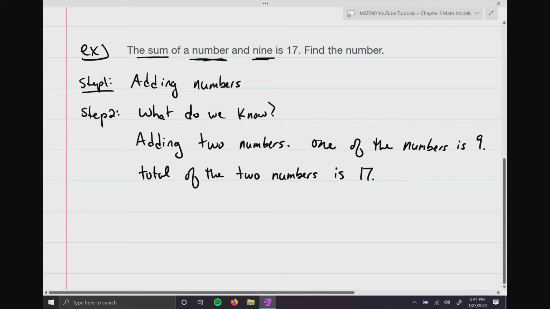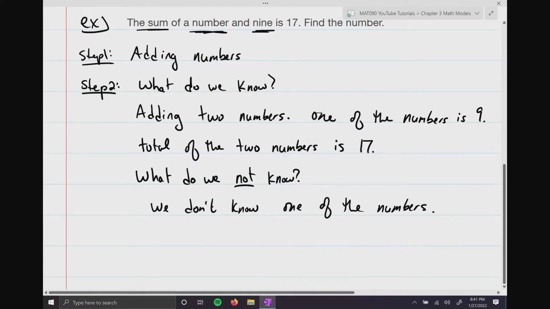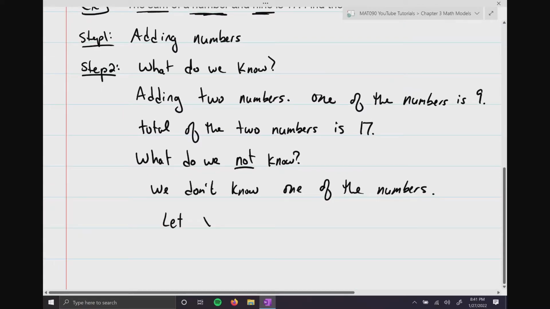And I think we've pretty much exhausted everything that we know. So the second half of step 2 would be, well, what do we not know? Well, that's pretty self-explanatory. We don't know one of the numbers. And as soon as we can identify that, what we're going to do is say, well, let's let x equal the first number.